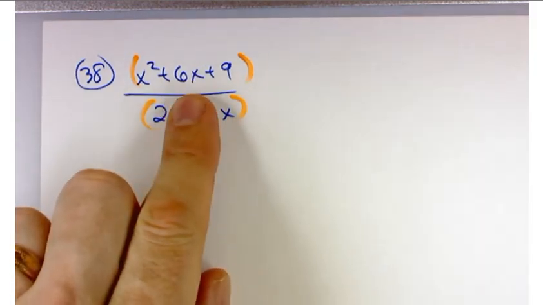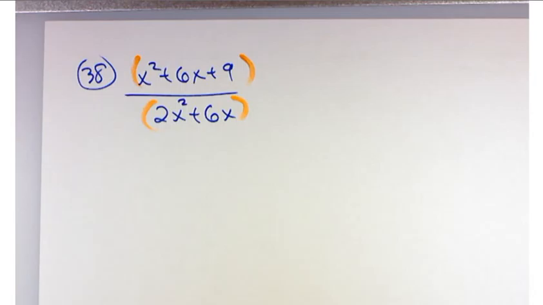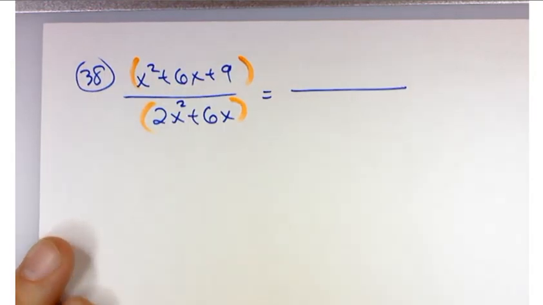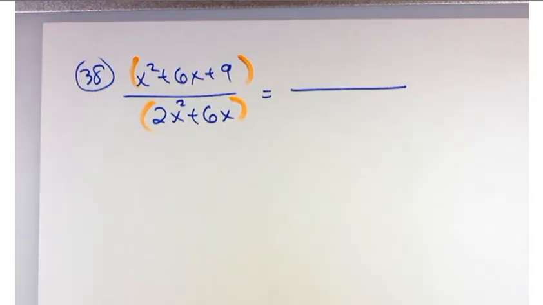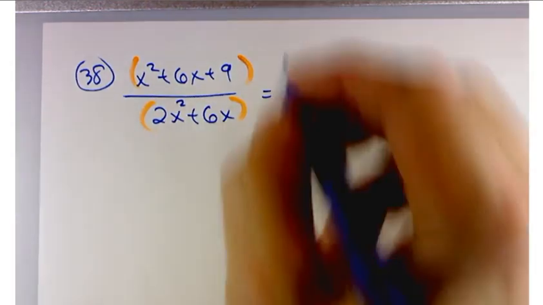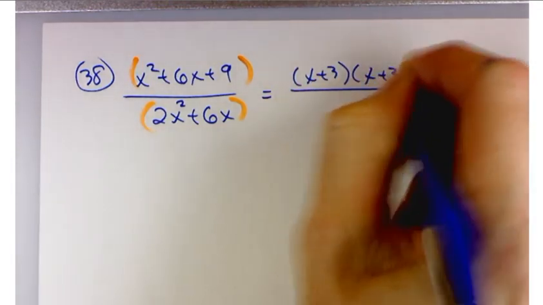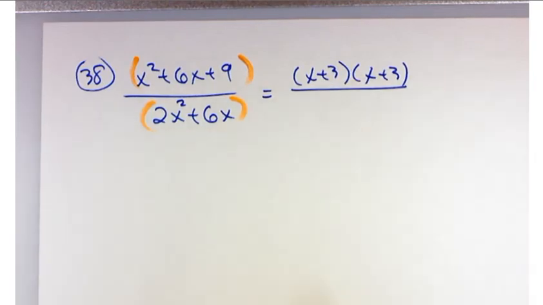You can't cancel into this now. But what we can do, and what you should do, is factor these things. So let's look at the numerator. How can we factor the numerator? X plus 3 times x plus 3. Now on a test, I hope you wrote that as x plus 3 squared. But here we don't need to worry about that because we're not done here.